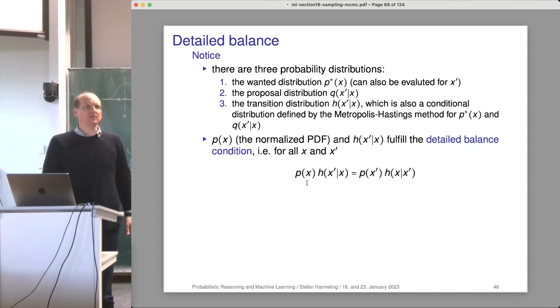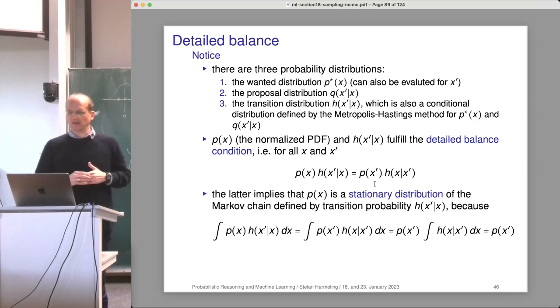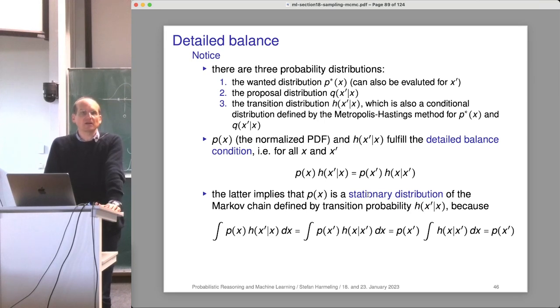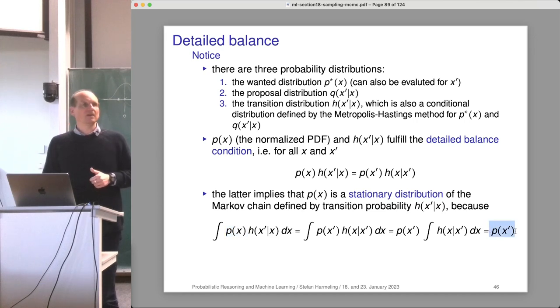So for the likely values, it's kind of unlikely to go to less likely values, and the other way around. And that should be just in balance. And if this balance is given, I can do the following. Now we show that p of x is a stationary distribution of the Markov chain. And what does that mean? It means if I start with p of x and I apply my transition probabilities, and I integrate this against all possible values that my starting point could have, then at the end I'm getting p of x prime. So plugging p of x into these transitions will end up with the same distribution, which is exactly the definition of stationarity.